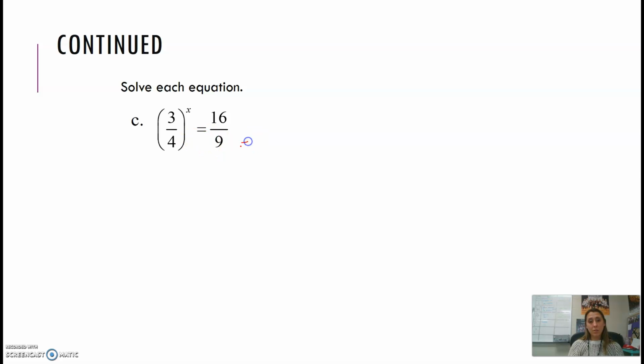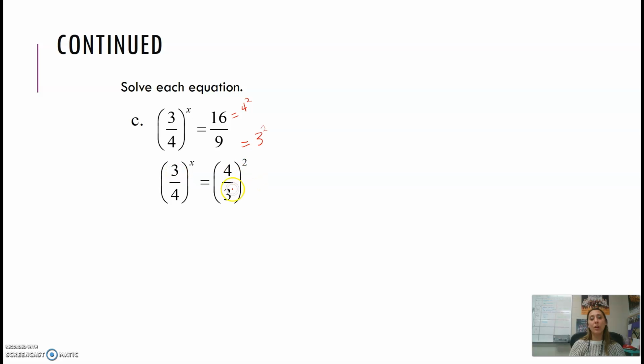So that's 3 squared. And then what about this? Now we have a 4, so 16. Yeah, I could rewrite that as 4 squared. So I'm going to use that idea. So now that I have the same numbers in my fraction, how can I get it so it's exactly the same?